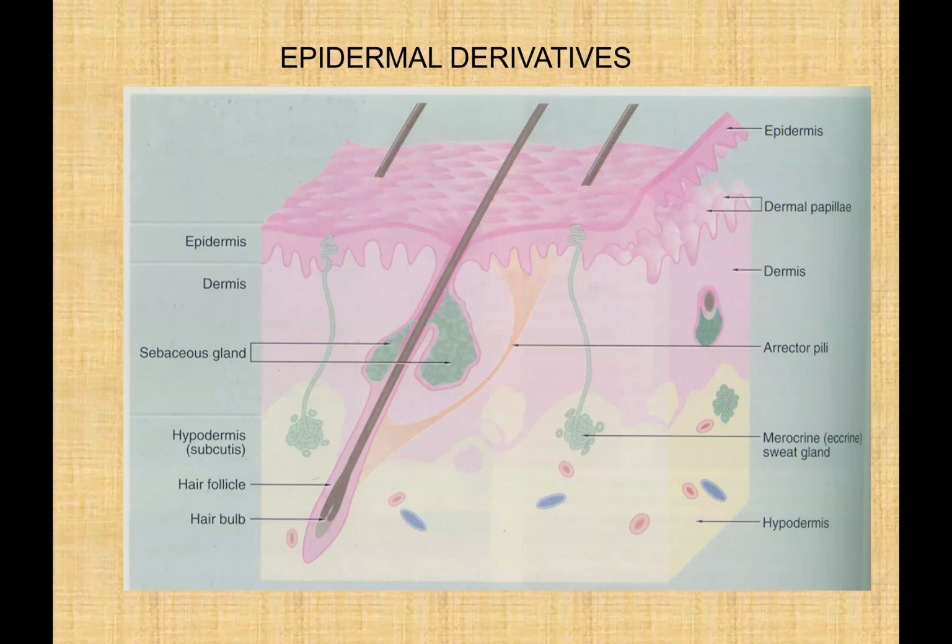Hair follicles. That's one. What's another one? Any other one? The nails. They are epidermal derivatives. The claws are an example of the nail, so it's also an epidermal derivative. And then we can also talk about the sweats.